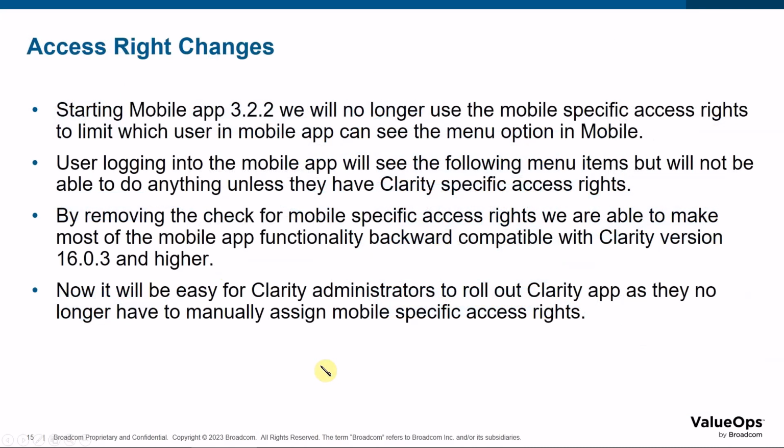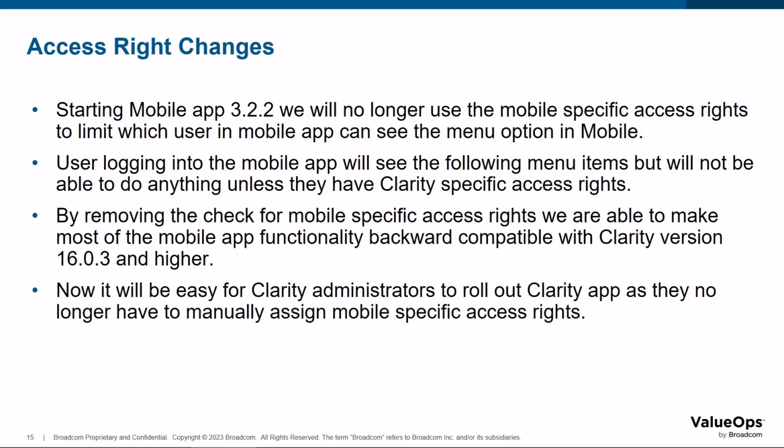Some of the access right changes that we have done as part of mobile app version 3.2.2 are that, starting with mobile app 3.2.2, we will no longer use the mobile specific access rights to limit the user functionality or experience within the Clarity mobile app. Second, the user logging into the mobile app will see the following menu items but will not be able to do anything within those specific areas unless they have the Clarity specific access right. So we are not bypassing any access rights. The user still needs all the appropriate Clarity access rights.